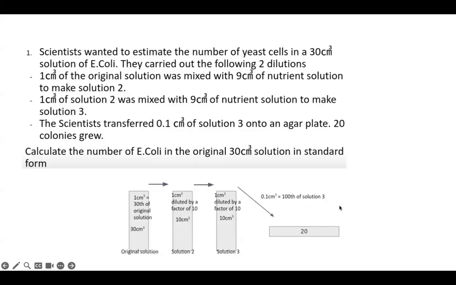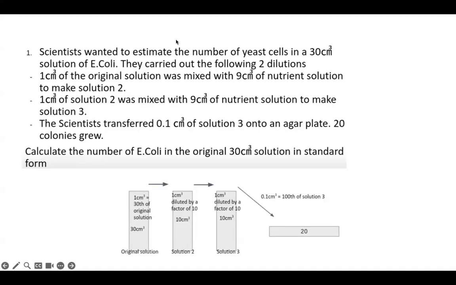I'll repeat that again. We have 20 colonies grown. So we're going to multiply that 20 colonies by 100 because we have 100th of that last solution. We're then going to multiply it by another 10 because we have a 10th from solution 3, and then another 10 because of the 10 in solution 2, and then we're going to multiply that by 30 because of the 30 in the original solution.